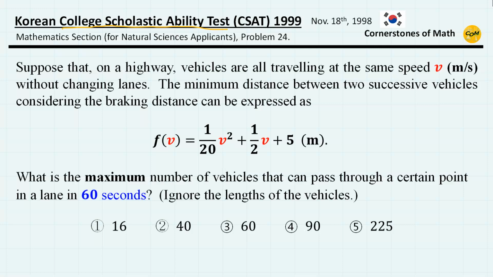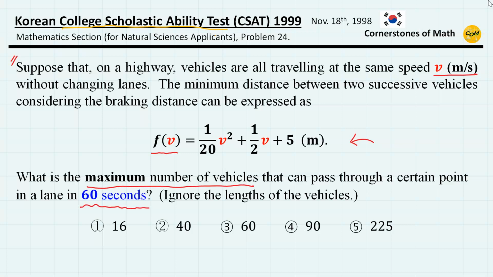Today we will solve the following problem. Suppose that on a highway, vehicles are all traveling at the same speed v meters per second without changing lanes. The minimum distance between two successive vehicles considering the braking distance can be expressed as f(v), which is 1/20 v squared plus 1/2 v plus 5 meters. So assuming that all vehicles are maintaining this minimum safe distance, what is the maximum number of vehicles that can pass through a certain point in a lane in 60 seconds?